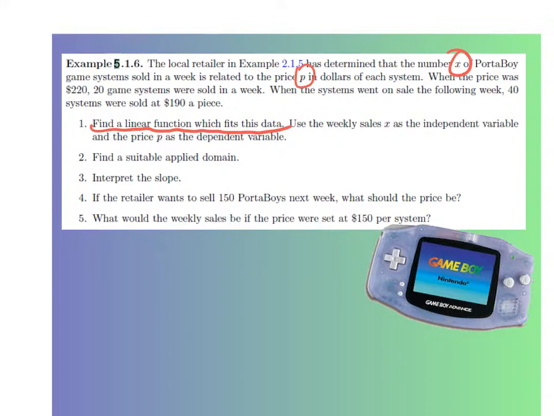Pausing for a second. If you're having trouble getting your head around this, I'm going to make a little tiny chart here where I say P and G. And this is a good strategy for you to use when you're stuck with something: make a list. So when the price was 220, the number of game systems you'd sell was 20. If they were 190 bucks, then you would sell 40 of them.